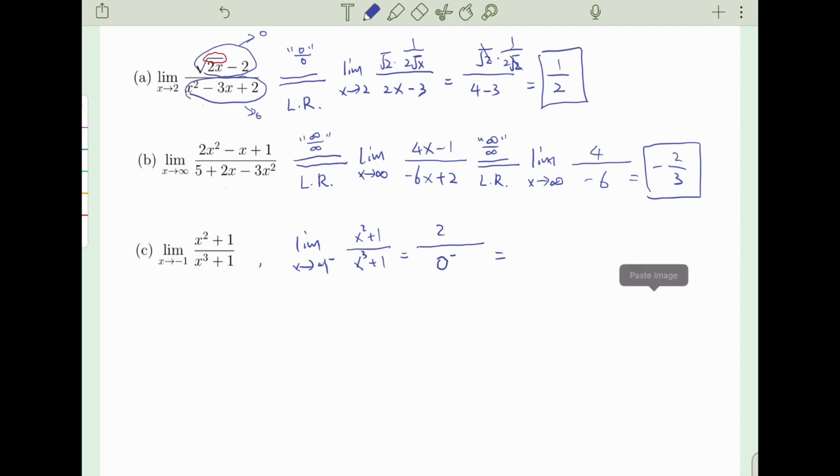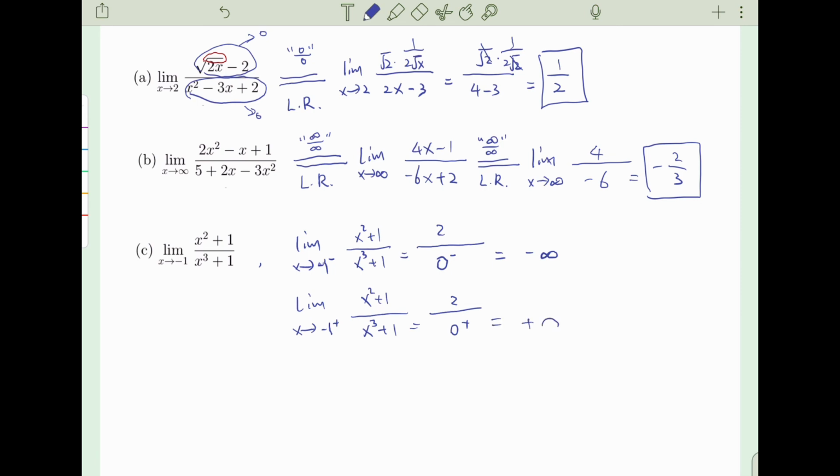So that is equal to -infinity. But when we evaluate this on the right side of -1, then this becomes 2/0 plus. That is because x to the 3 is a little bit larger than -1, so the sum of this x to the 3 evaluated at the little bit right side of that point, and 1 is greater than 0.